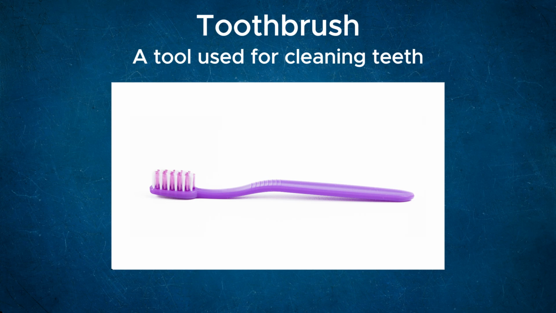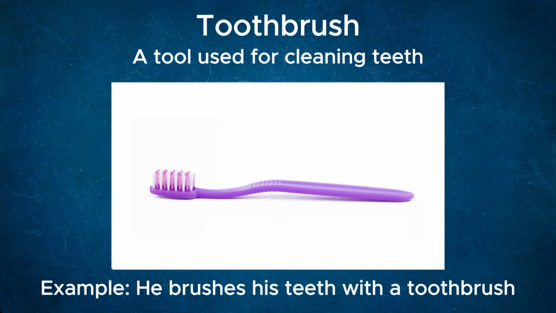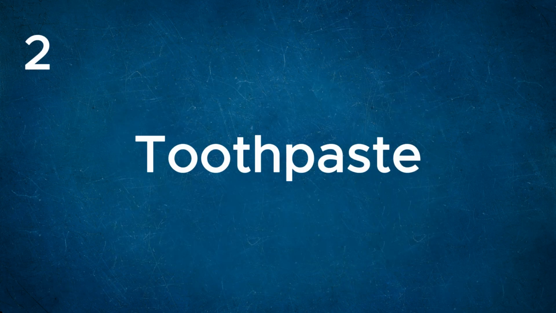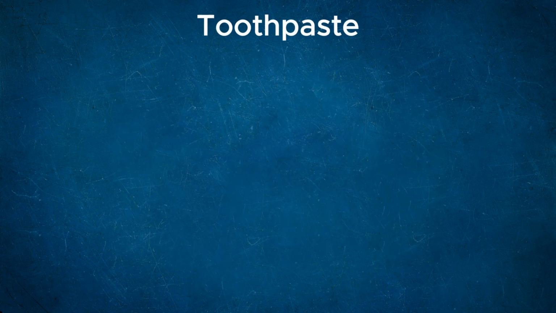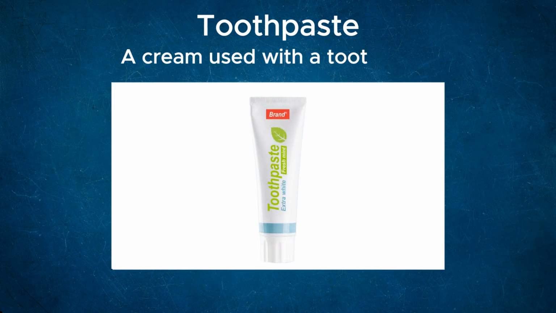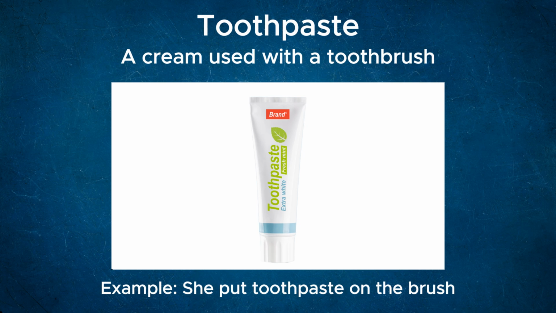Toothbrush. A tool used for cleaning teeth. Example: he brushes his teeth with a toothbrush. Toothpaste. A cream used with a toothbrush. Example: she put toothpaste on the brush.